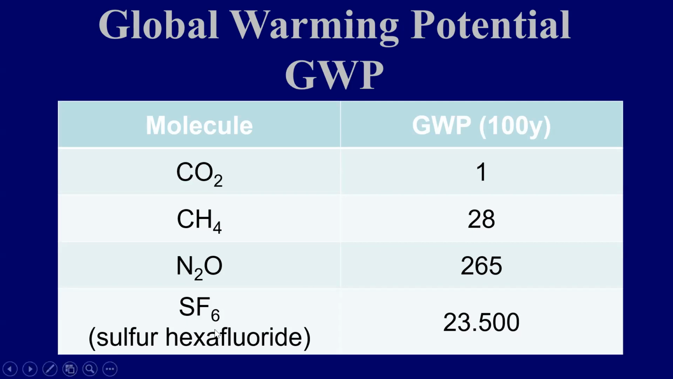One of the champions is sulfur hexafluoride. It's the gas that ophthalmologists use when they put gas in the eye. But of course, it's a very low amount. But anyway, 1 kilogram of SF6 will heat as much as 23 tons of CO2.